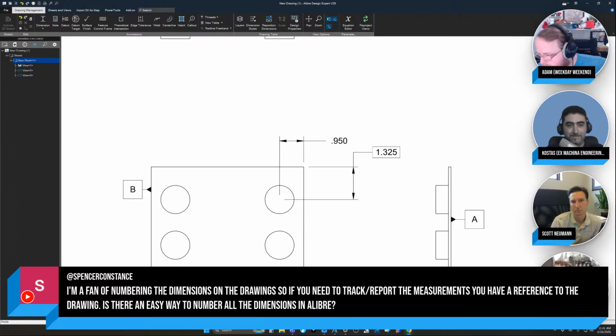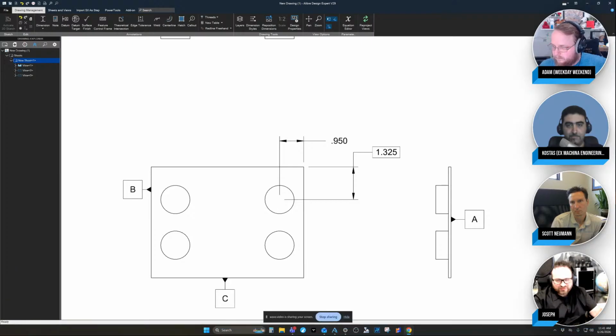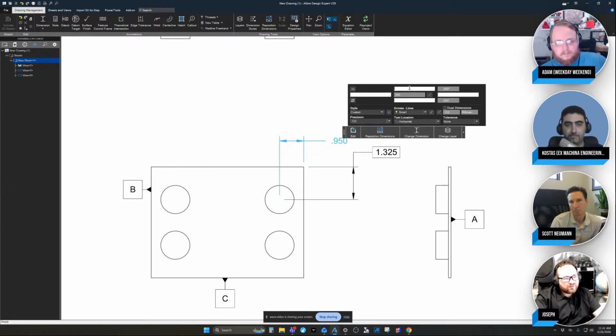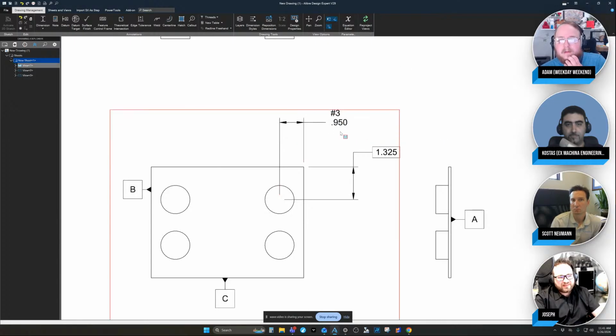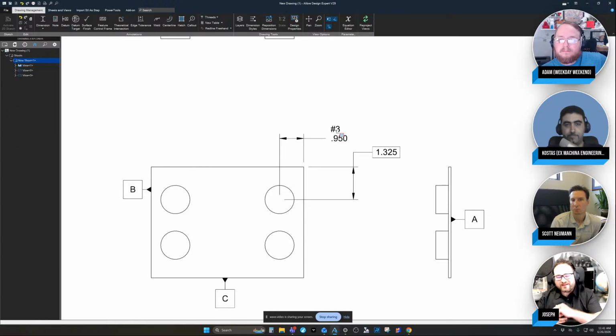This is a very interesting one. I'm a fan of numbering dimensions on drawings, so if you need to track and report measurements, you have the reference to the drawing. Is there an easy way to number all the dimensions in Alibre? I don't believe we have a native purpose-built feature that would sequentially and autonomously provide numbers. We can, of course, come over here and add numbers above or below, which you probably already know. So that's an option. But if you'd like to see that, please go to the home screen and submit a request for a new feature. I'd love to have that documented because I love that idea as well.